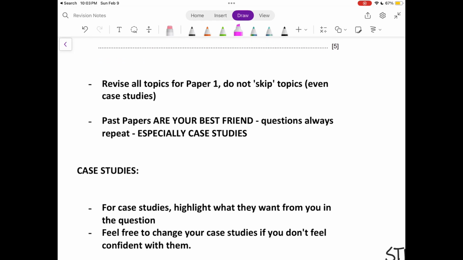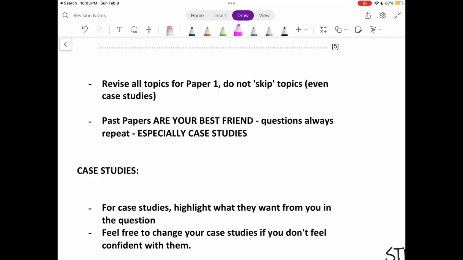The next one is past papers are your best friends. Questions always repeat, especially case studies. You might hear this a lot in your other subjects, but I just really want to reinforce that past papers truly are a lifesaver. When I sat my exam in June 2024, around 90% of the questions that I saw in the paper, I had actually seen before when doing past papers.